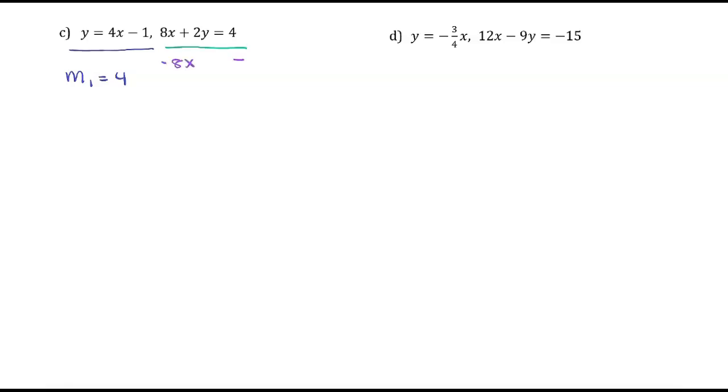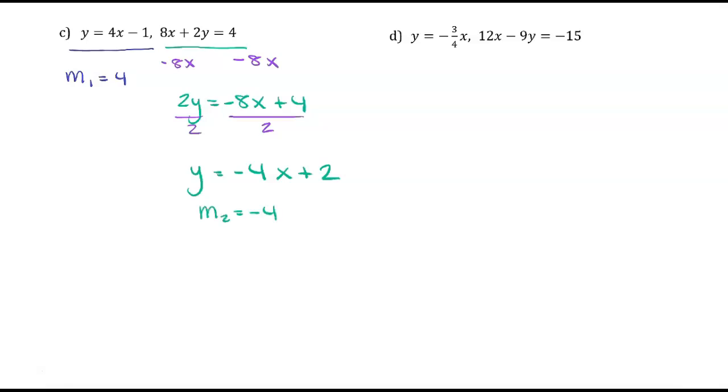Subtracting 8x from both sides gives us 2y equals negative 8x plus 4. Dividing both sides by 2 gives us y equals negative 4x plus 2. You can verify the details in between those steps. So now we know that m2 is equal to negative 4. Let's compare our two slopes. These two slopes are certainly opposites, but they're not reciprocals, so they're definitely not perpendicular. They're also not exactly the same, so they're not parallel. In this case, we have two lines that are neither parallel nor perpendicular. Let's look at part D.